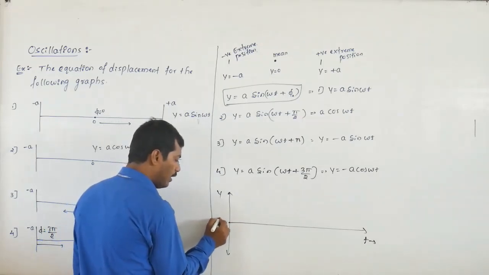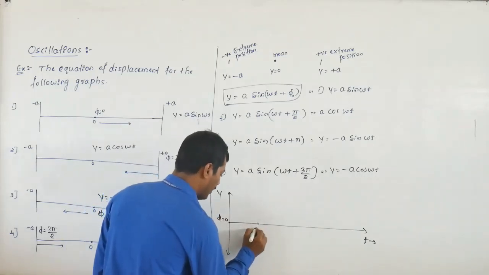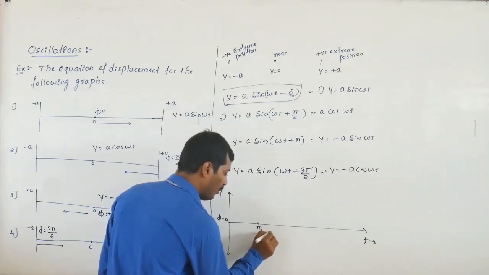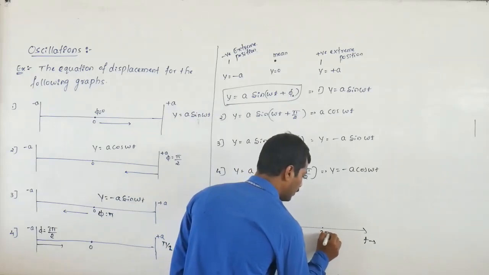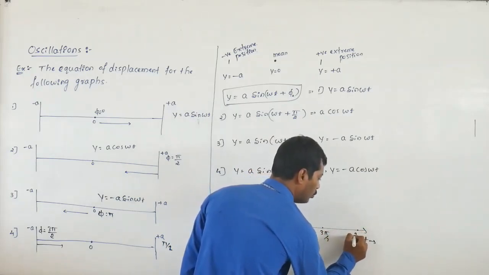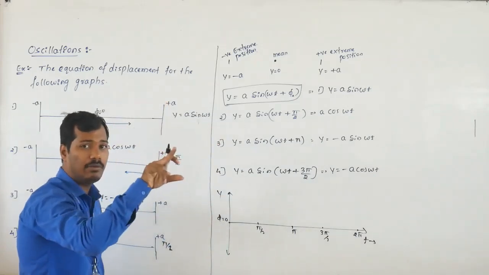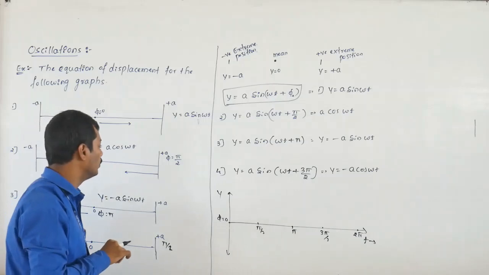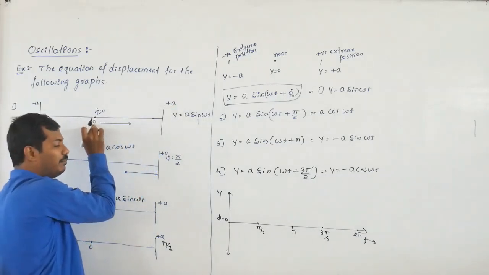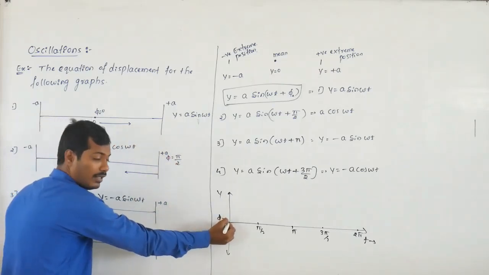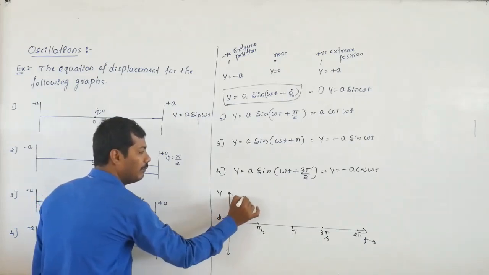Here the angle is considered as 0 and here the angle is considered as pi by 2. Here the angle is considered as pi and here 3 pi by 2. Here, completely, 2 pi. Very simple. See here, maximum displacement is nothing but the amplitude. Initially it starts from its mean position, and at the extreme it takes the maximum displacement.